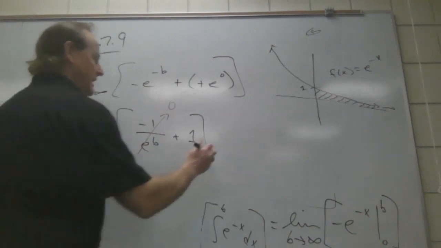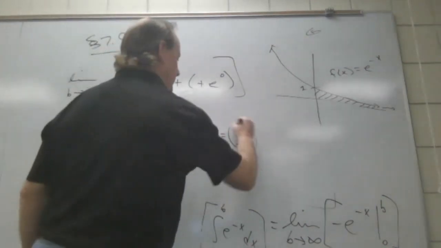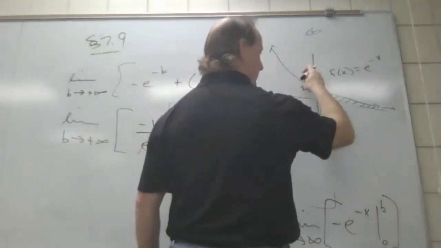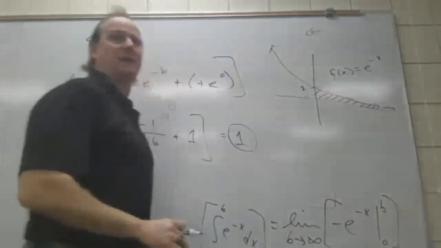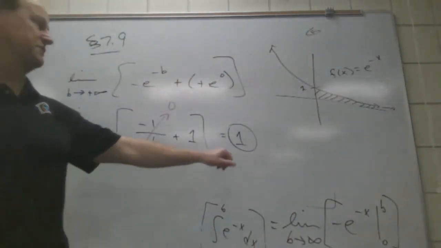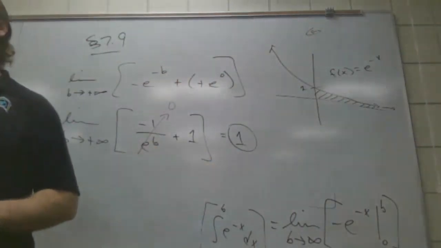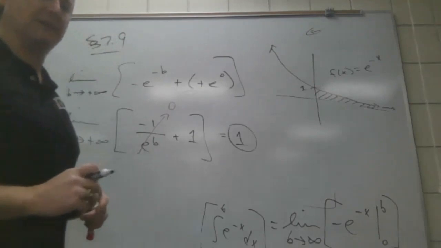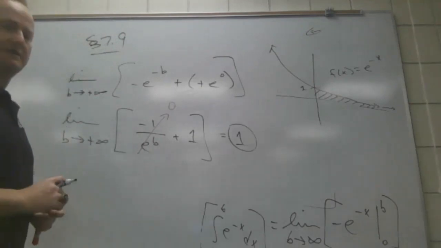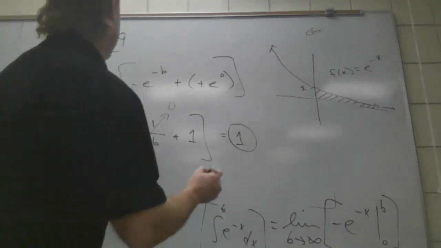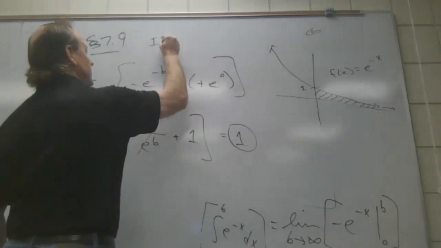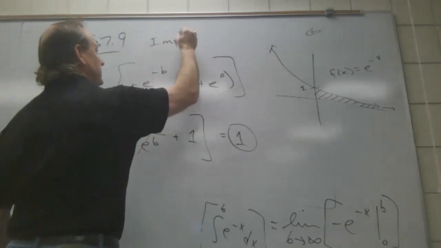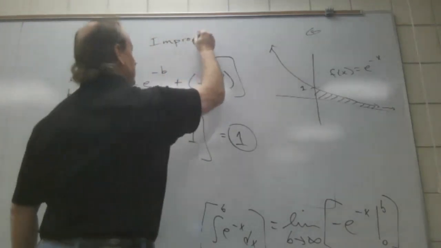So what do I get for the actual true area under the curve from 0 all the way out to infinity? This actually converges to an area of 1 square unit. So that's pretty cool, right? It's not hard, the concept is pretty easy. So these are improper integrals is what we're looking at. They're called improper integrals.